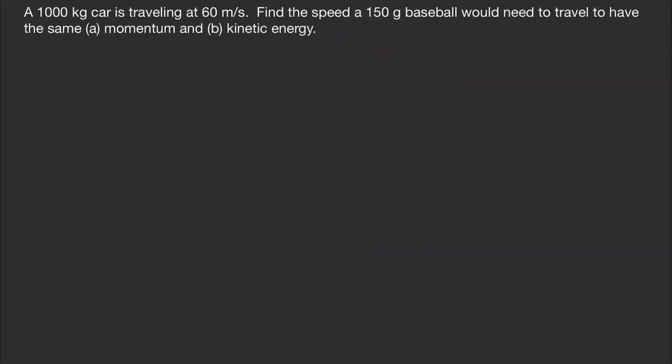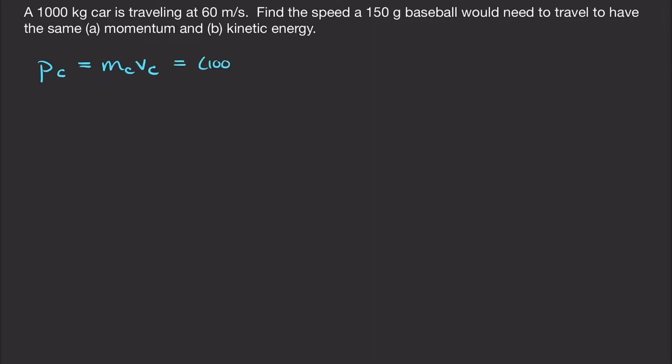In the next problem, we have a 1,000 kilogram car that is traveling at 60 meters per second. And we want to find the speed that a 150 gram baseball would need to travel in order to have the same momentum and the same kinetic energy as this 1,000 kilogram car. So first, we need to find the momentum of the car. So the momentum of the car will be the mass of the car times the velocity of the car.